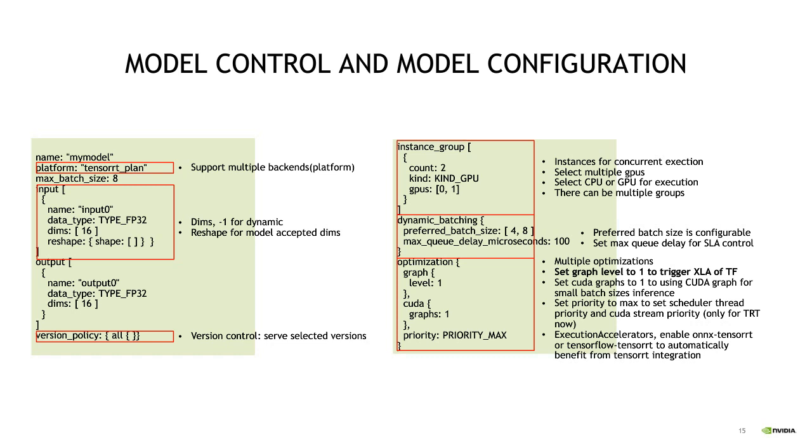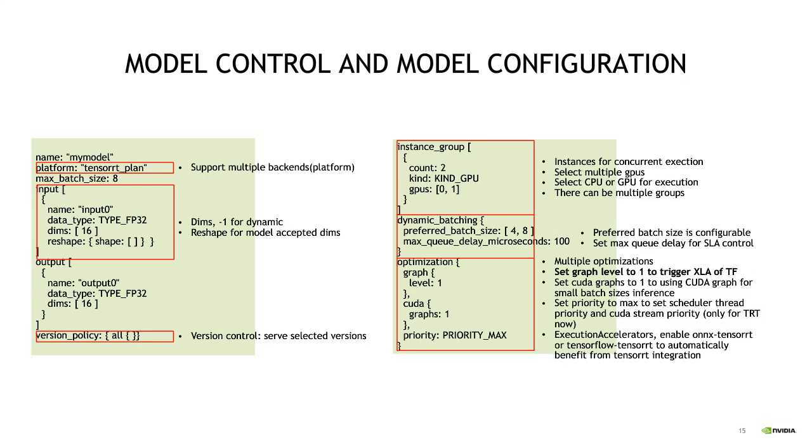So in the left half, these things are very basic, such as the model name and the model platform. Here we use a TensorRT plan file, and you have to set the batch size. And we also define the input and output. The version policy here controls which model version should be loaded. This is very helpful when loading or unloading some models in flight.